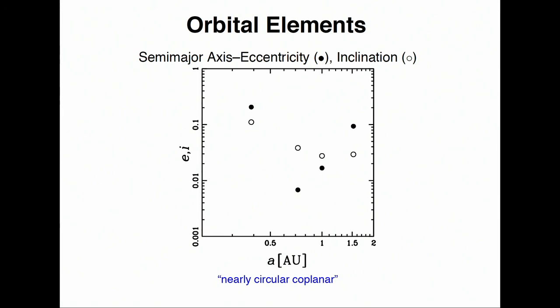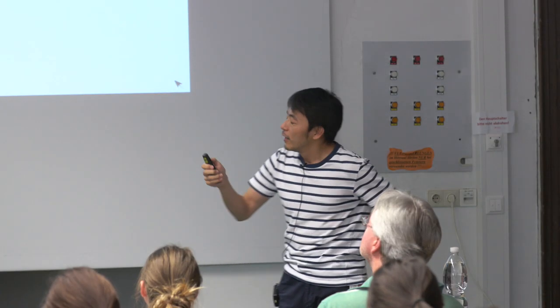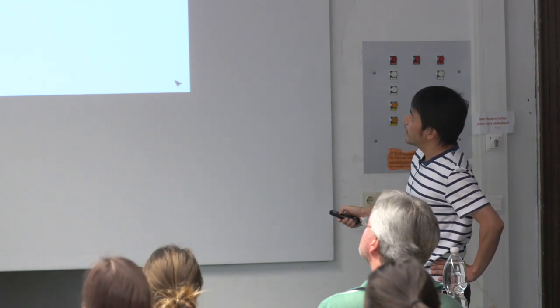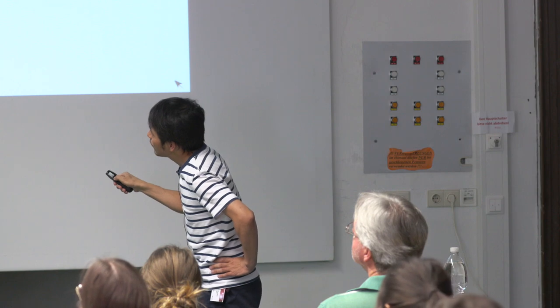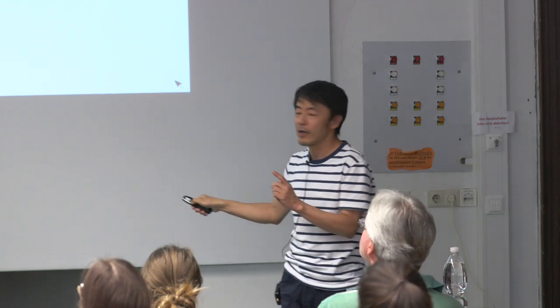Okay. And this figure shows you the spin parameters. The horizontal axis is the period in units of days, and the vertical axis is obliquity. Obliquity is the inclination between the spin axis and the orbit normal. As you know, the Earth has 23.4 degrees. From this figure, this is, I think, Earth and Mars, and this is Mercury, right? They are prograde. They have prograde spin, which means the spin direction is the same as the orbit direction.